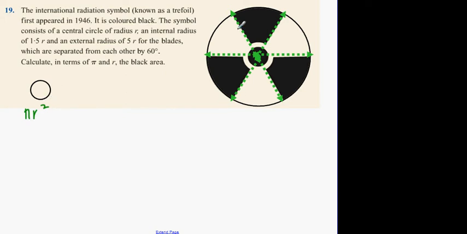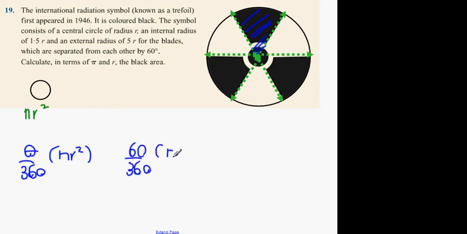Okay. What I'm going to do next is go for the full thing. I'm going to shade it in blue. So the full thing here. So what I'm going to do is theta over 360 times pi r squared, which is going to be 60 over 360, which is a sixth, multiplied by pi. Now, what's the radius of the big circle? 5r. Now, 1/6 of 25 pi r squared, so it's going to be 25 pi r squared all over 6.